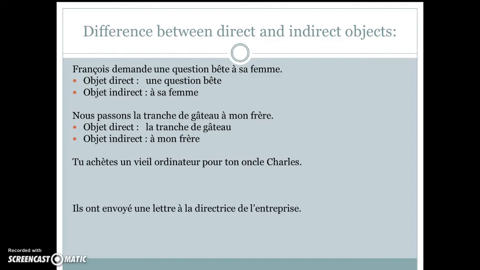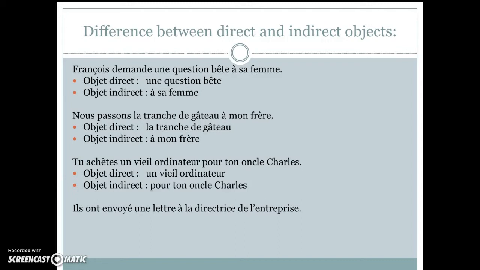Qu'est-ce qu'on achète? On achète un vieil ordinateur. Et pour qui est-ce qu'on achète l'ordinateur? On achète l'ordinateur pour ton oncle Charles. So that shows us the direct and indirect object pronouns, what's being bought and for whom.